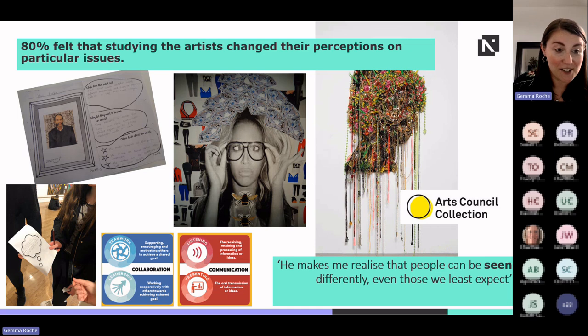And there's some data there. 80% felt that studying the artist changed their perceptions on particular issues. They were talking about local history, racism, mental well-being, and the plight of refugees at the time in the area. And there was a lot of collaboration as well between the different agencies: the cultural venues, the primary schools and the secondary schools.